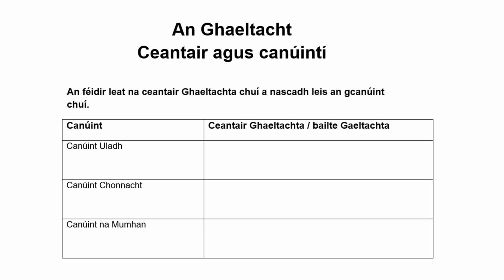So over here on the left we have the canúint: Canúint Uladh, Canúint Connacht, Canúint na Mumhan, and on the right we have Ceantair Ghaeltachta, Bailte Gaeltachta, the Gaeltacht areas or the Gaeltacht towns. So looking at your map, see if you can match up the towns and the areas listed on that map of the Gaeltachts with the various canúintí.